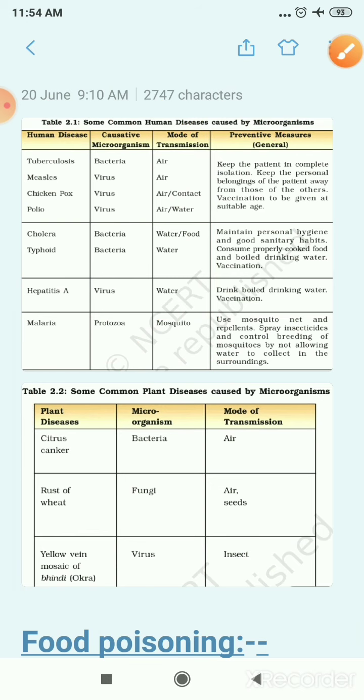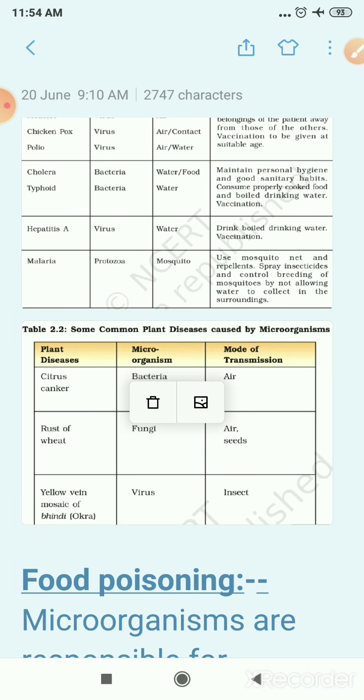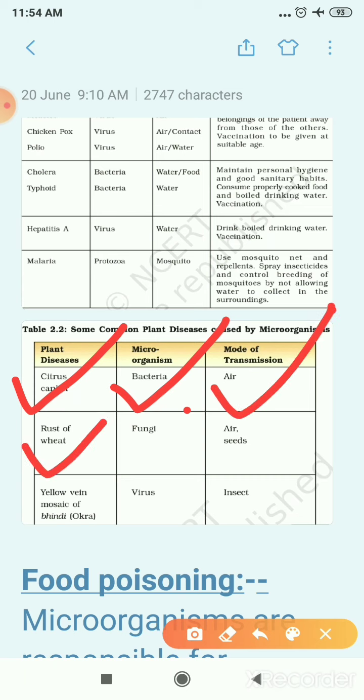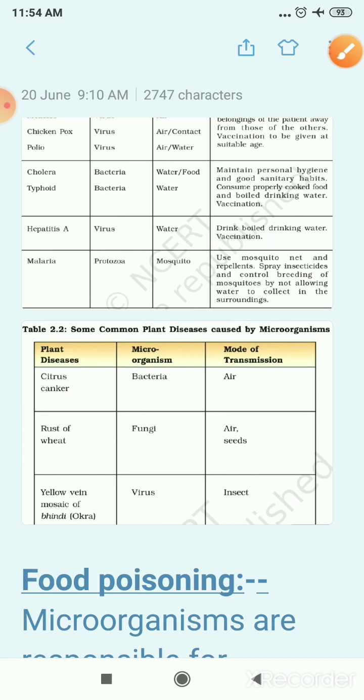Plants, the citrus canker disease. Which microorganism causes this disease? It's bacteria. Mode of transmission is air. Rust of wheat. It is caused by fungi. Mode of transmission is air and through seeds. Yellow vein. This is caused by virus, and insects transmit it from one place to another place.